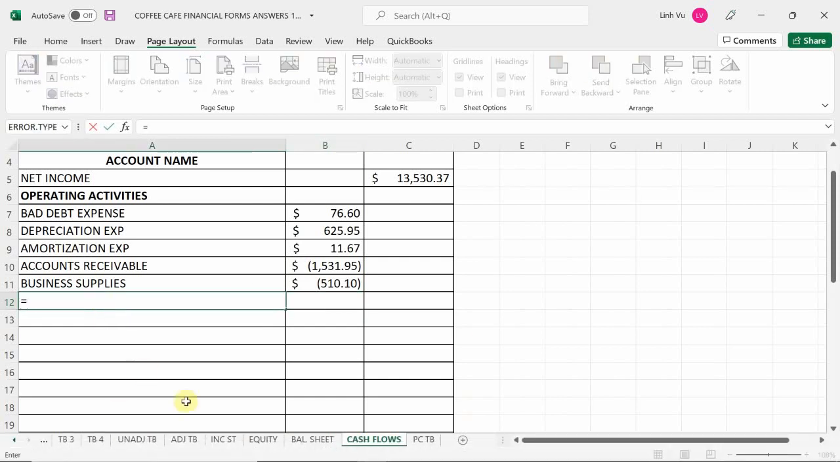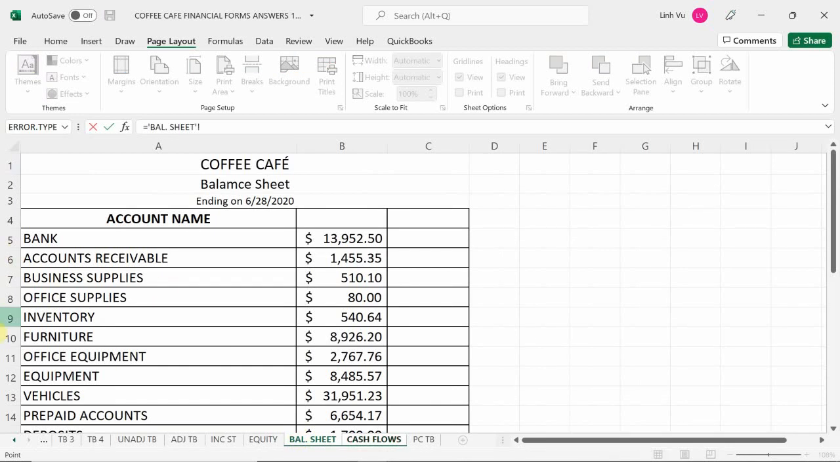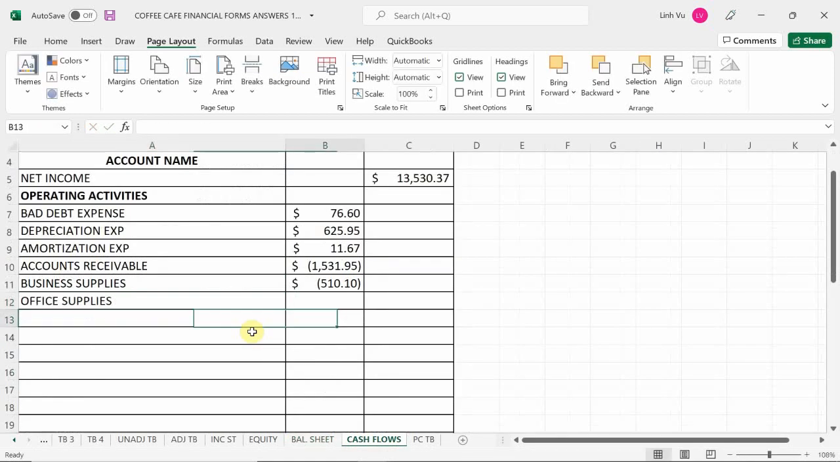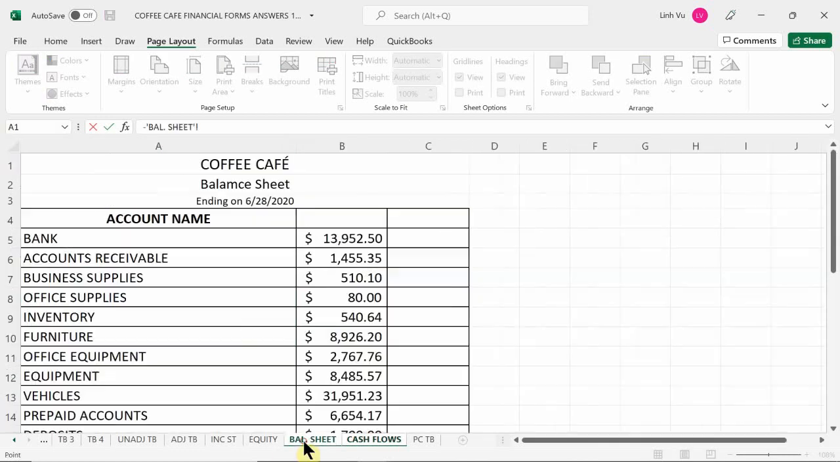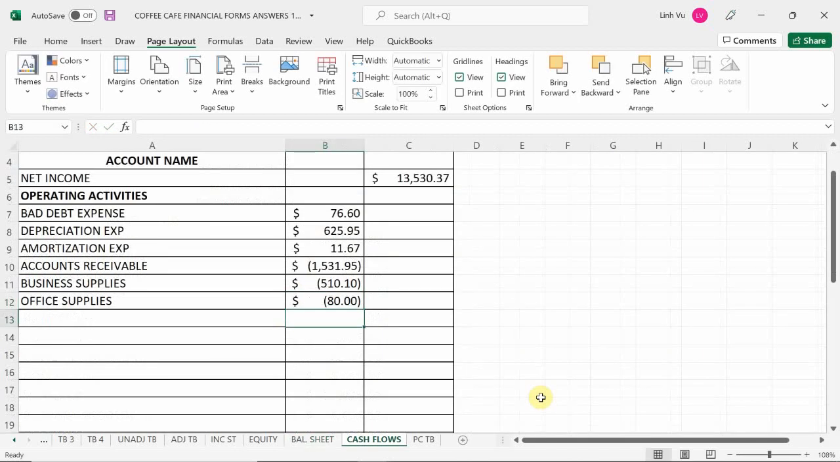Next thing we have here on our list is going to be our office supplies. Once again, same idea. We had to buy our office supplies. So in this case, this $80 that we have here is something that we had to already spend to have.